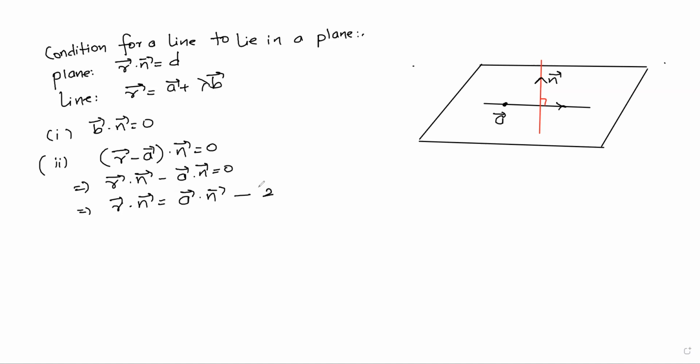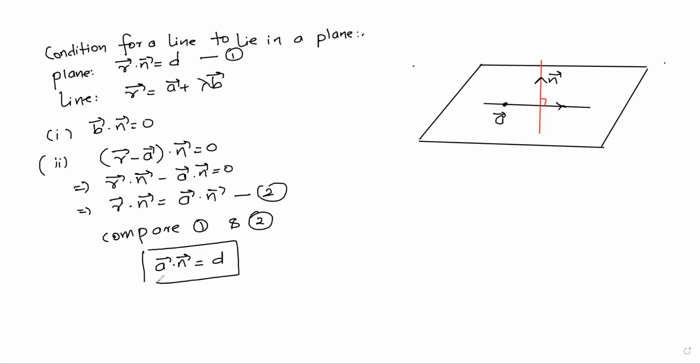Now this is the second, and this is the first. Compare one and two. The second is r dot n is equal to a dot n, and the first is r dot n is equal to d. So if we compare these two, then we will get a dot n is equal to d. Okay, so these are the two conditions when a line will lie in a plane. Please note this, then we will start the next part.